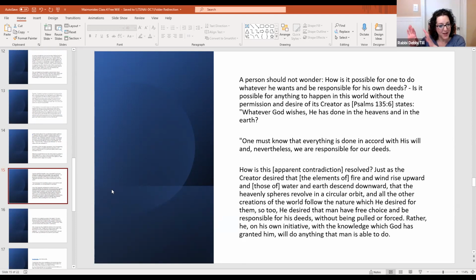It goes back to that: is it predetermined, and where do we factor in, or is it not predetermined, and the choices are ours? How is this apparent contradiction resolved? Just as the creator desired that the elements of fire and wind rise upward and those of water and earth descend downward, that the heavenly spheres revolve in a circular orbit and all the other creations of the world follow that nature which God desired for them, so too God desired that man have free choice and be responsible for his deeds without being pulled or forced. Rather, he on his own initiative, with the knowledge which God has granted him, will do anything that man is able to do.